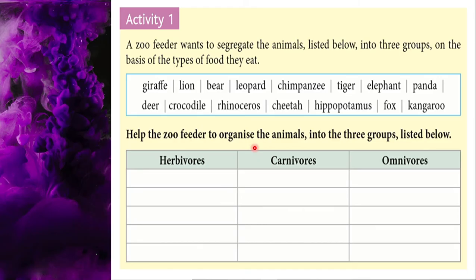Next is Activity 1. So I told you that we are going to perform a review task. So this is your review task. A zoo feeder, a person who works in the zoo, wants to segregate the animals listed below into three categories on the basis of the types of food they eat. So there are lots of animals there. You have to tell if they are herbivores, carnivores, or omnivores. It is a really easy activity.